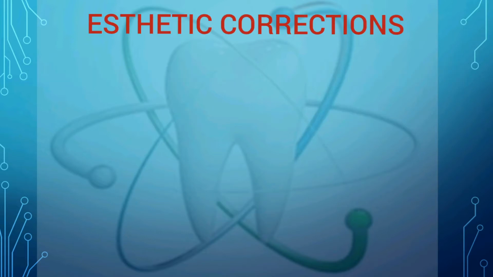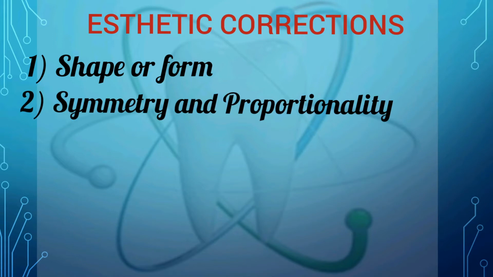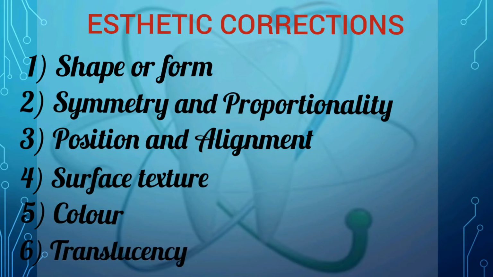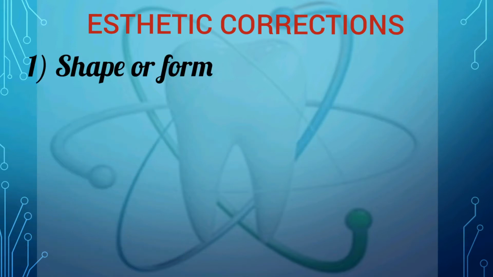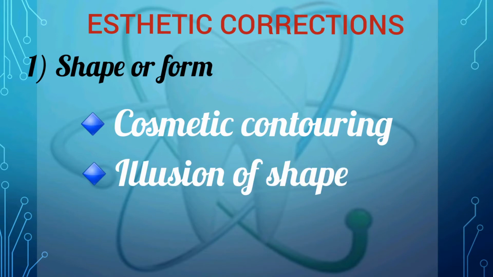So coming into the topic, in conservative aesthetic dentistry, certain basic artistic elements must be considered to ensure an optimal aesthetic result. These elements include the shape or form, symmetry and proportionality, position and alignment, surface texture, color and translucency. So coming into the shape or form. The shape of the teeth largely determines their aesthetic appearance. So this includes the cosmetic contouring and the illusion of shape.